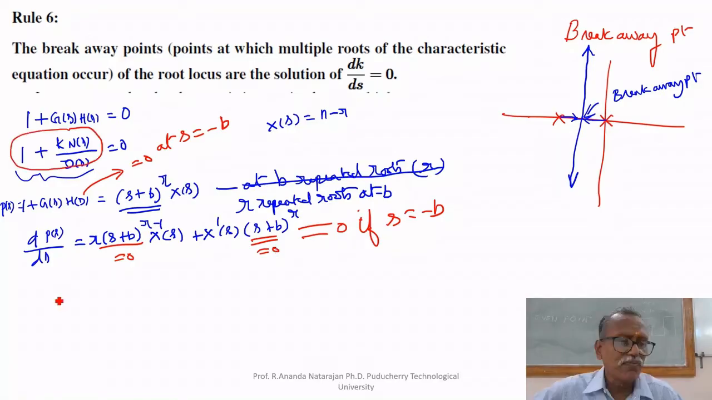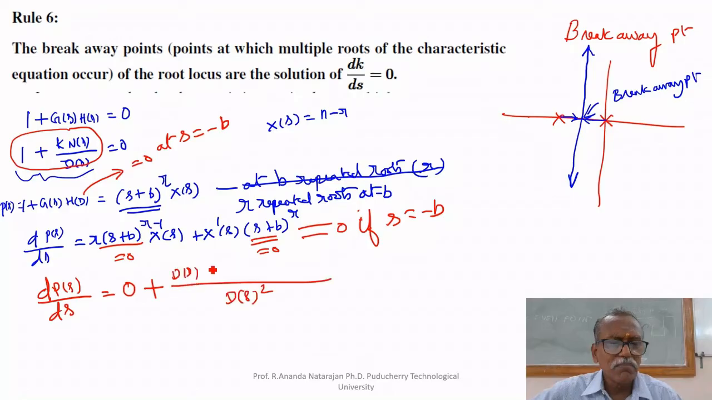If we differentiate that, what is dp of s? The characteristic polynomial, dp by ds, equal to, if we differentiate this, 1 becomes 0 plus, what is that? d of s square, d of s multiplied by k times n dash of s minus k n of s d dash of s. Can I write like that?